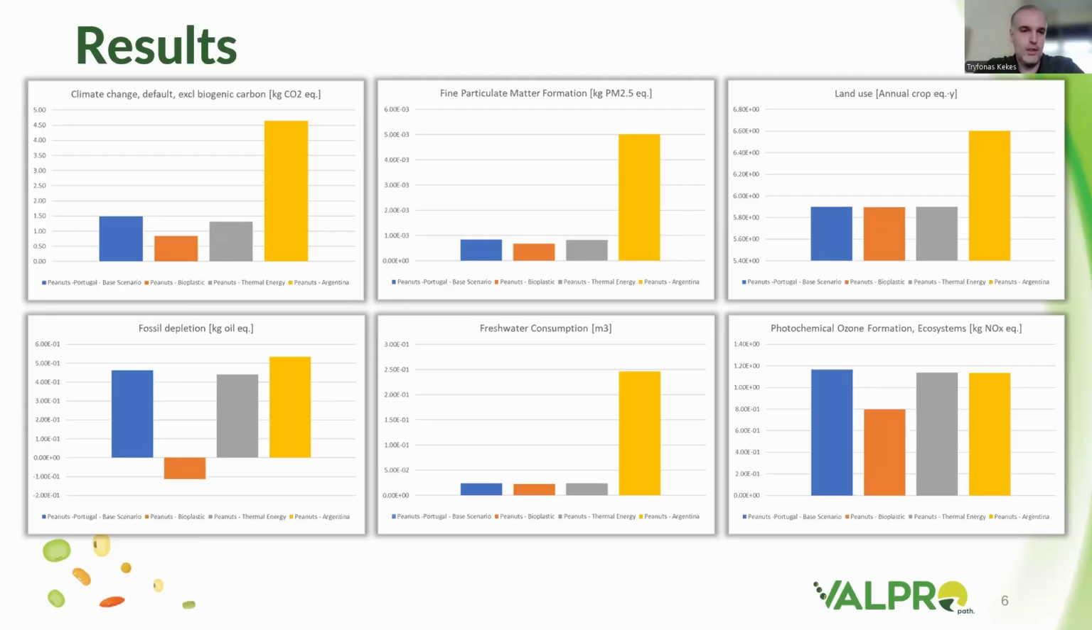This is mainly attributed to the large transportation distances between Argentina and other countries that export peanuts to the European market. Additionally, it is evident that if the shells are valorized, or any other side stream in a business case is valorized, then the environmental performance of the business case can be significantly improved. More specifically, for the peanuts that are produced in Europe and the shells are valorized to produce bioplastic and thermal energy, we can see a significant decrease in greenhouse gas emissions, which can reach an 80% decrease.